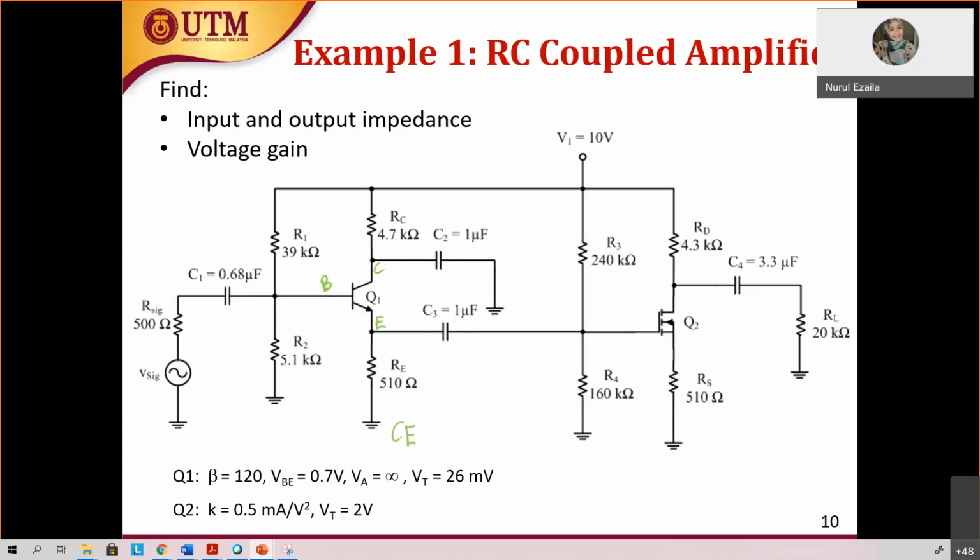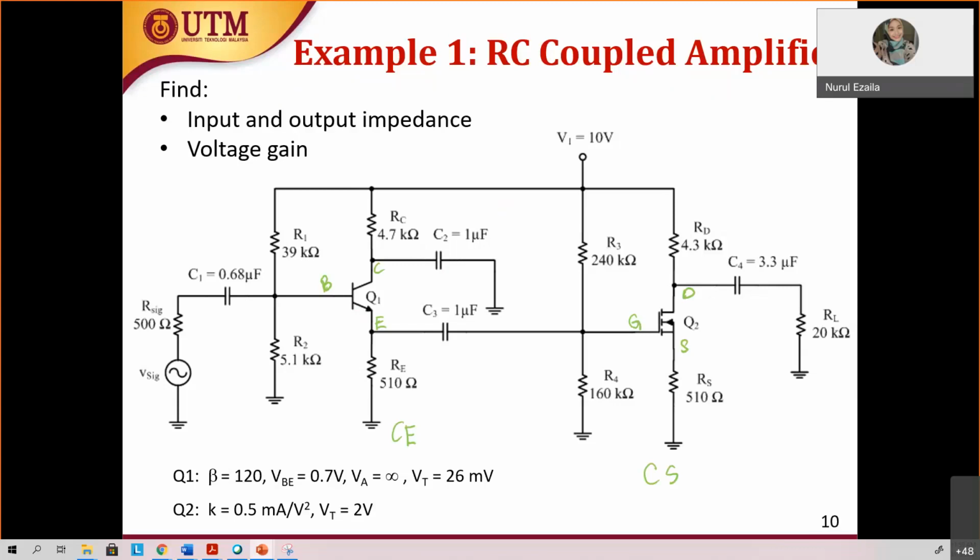Okay, what is the second stage, student? So this is your gate. This is your drain and this is your source. So what is the second stage? Common what? Common gate. Again? All right. Common what? Can't hear you. Okay. So for those who can't see it, it is common source. Okay, so let's look at the beginning.